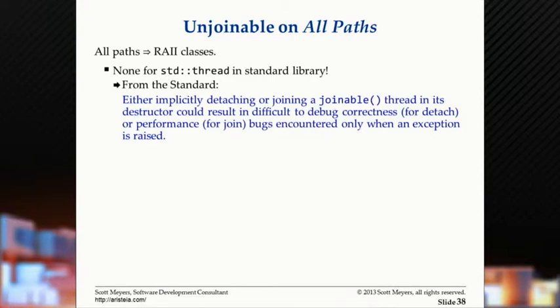And they even point out why they got nothing. What they say is, if you implicitly detach, that leads to problems. If you implicitly join, that leads to problems. As a result, we're just going to kill the program. All right, that's legitimate. But it doesn't change the fact that we are now responsible as developers for making sure that if we have a thread object, on every single path out of a scope, it becomes unjoinable.